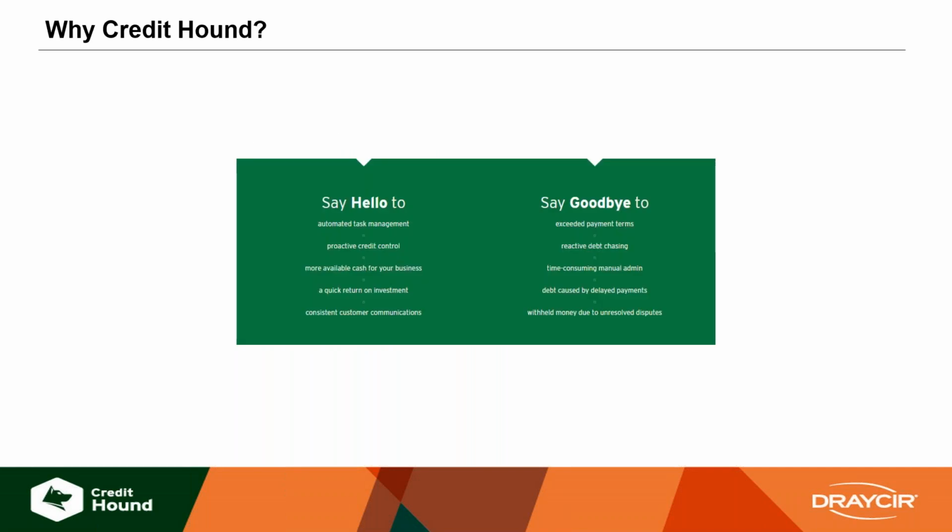So, why Credit Hound? Well, firstly, so often businesses don't actually start chasing an unpaid invoice until it's already past its due date. So if that client then has an issue or needs a copy of the invoice, or they're disputing it, we then lose another, let's say, 5 days sorting that out. By the time we get the payment, that invoice is then very overdue.